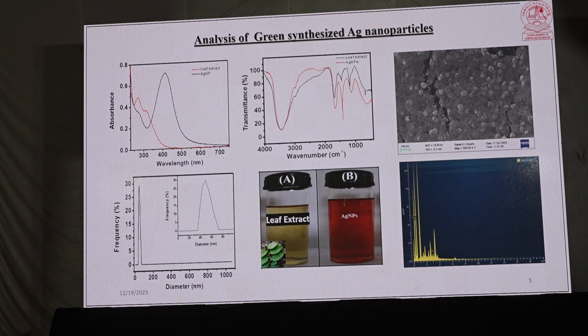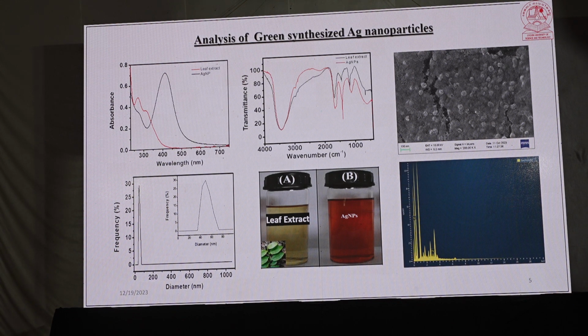This is the UV absorption spectrum that confirms the presence of silver nanoparticles at 430 nanometers. This is the FTIR spectrum, and from the SEM analysis we can see that the particles are spherical in shape. From the DLS analysis, we get a hydrodynamic diameter of 50.5 nanometers, and EDAX is also there.